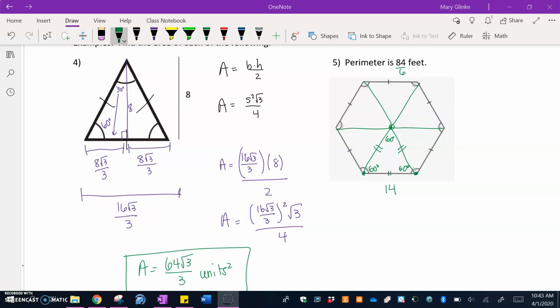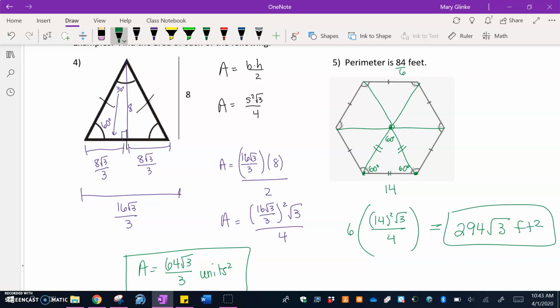The area of one of those triangles is going to be s squared root 3 over 4 because it's an equilateral triangle. And then when I find that area, what I'm going to do is multiply that by 6 because there are 6 of those congruent triangles inside this regular hexagon. And when I simplify that, I'm going to end up with a total area of 294 root 3 feet squared.